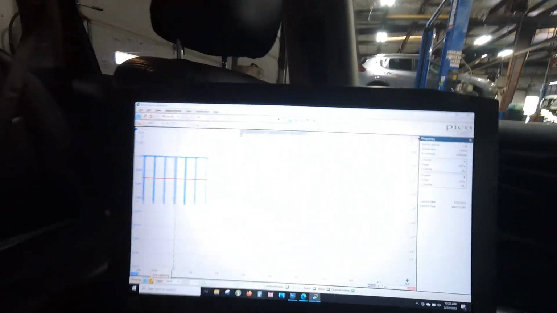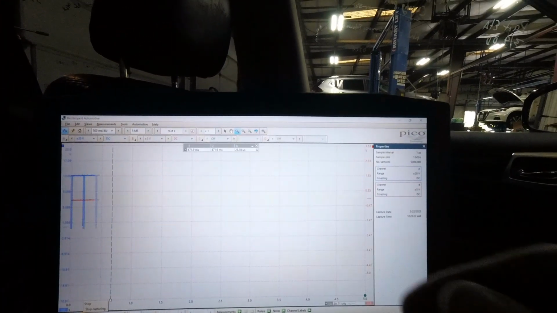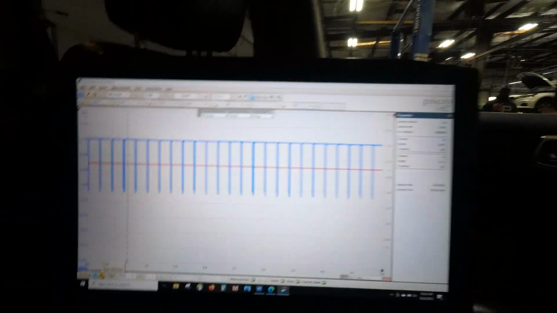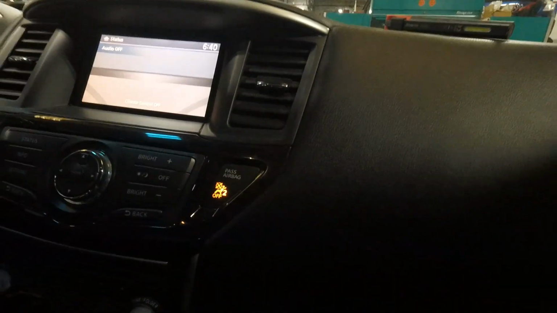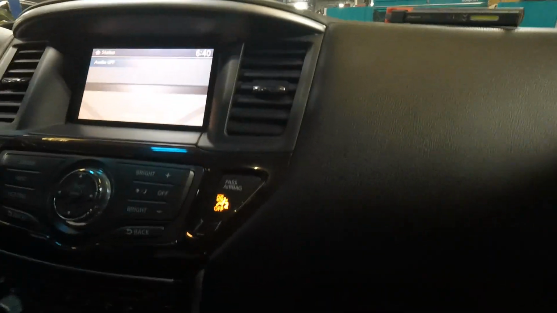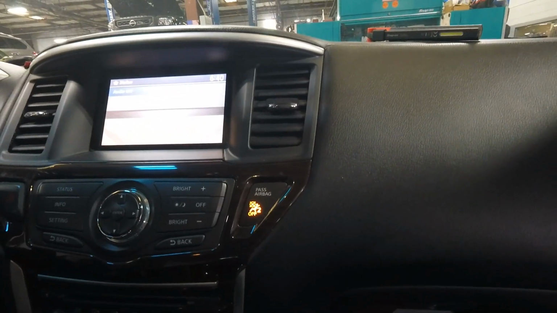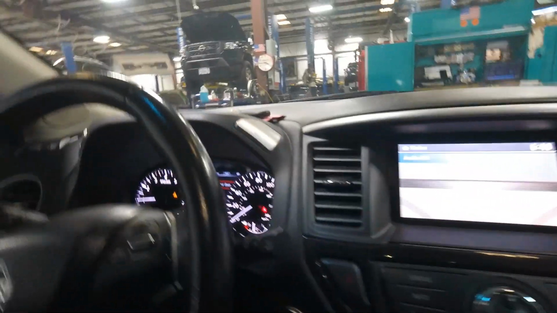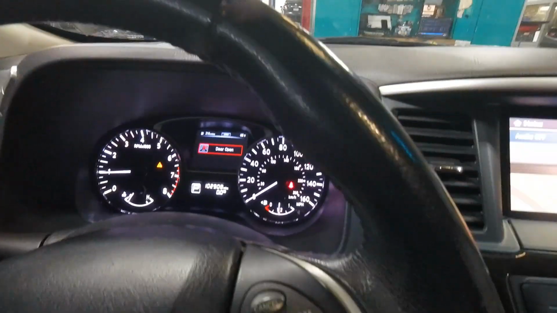Alright, so there's my good data packets. I tried to change the screen a little bit to help some of the glare, but that's my good data packets. I'm going to go over that, and the occupant detection system is working fine. I'm going to focus you on the airbag. Now I'm going to sit in it, and notice the light went out. And over here, we don't have any lights on other than the master warning of the door being open.